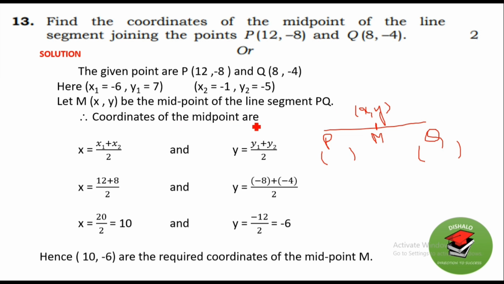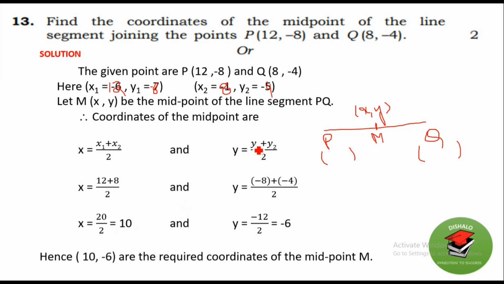So coordinates of midpoint are given by x equals x1 plus x2 divided by 2 and y equals y1 plus y2 divided by 2. So here x1 is 12. Okay, there's some mistake here. x1 is 12, y1 is minus 8, x2 is 8 and y2 is minus 4. Okay, so x1 is 12, x2 is 8. So 12 plus 8 is 20. 20 divided by 2 is 10.